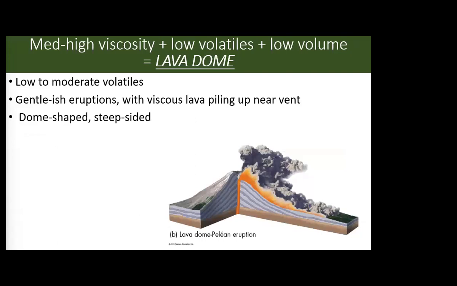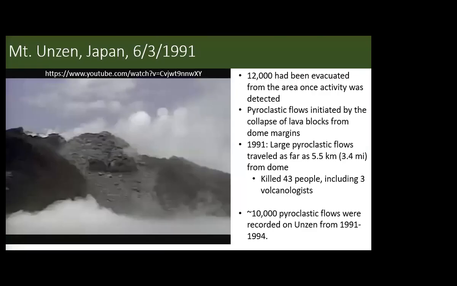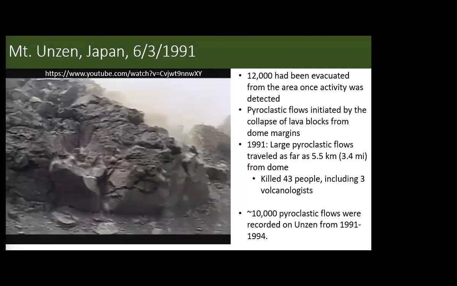So let's talk about lava domes. Lava domes are a little different than cinder cones. These can be a little more explosive if they get blocked. They build up in similar fashions to cinder cones, but once they become blocked, they can build up a lot of volatiles and pressure. So this is Mount Unzen, Japan, and this erupted in 1991. 12,000 people had to be evacuated.